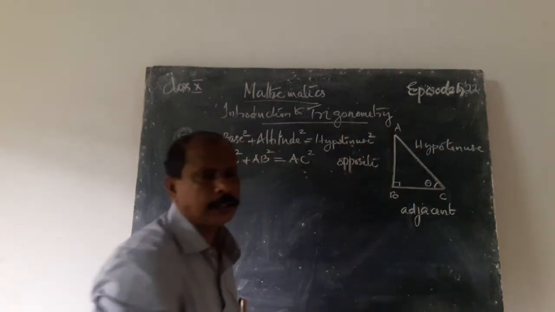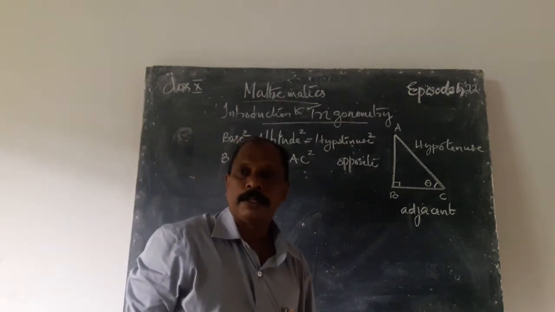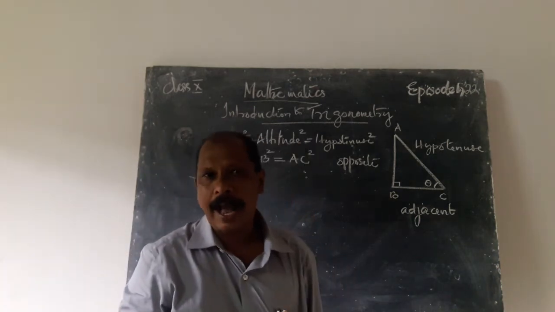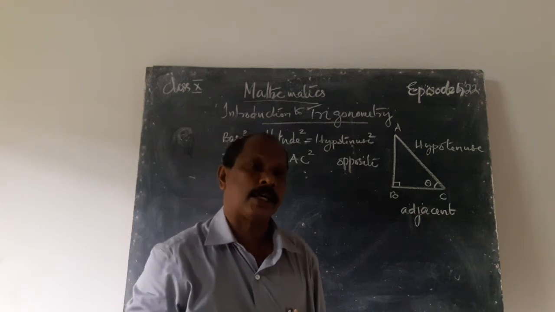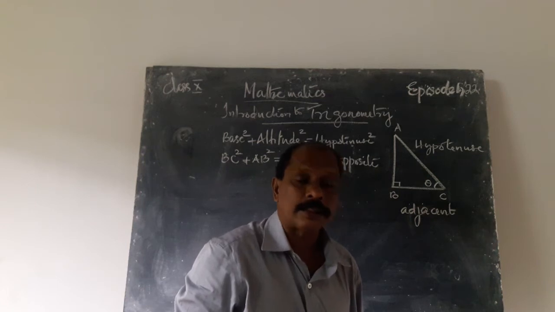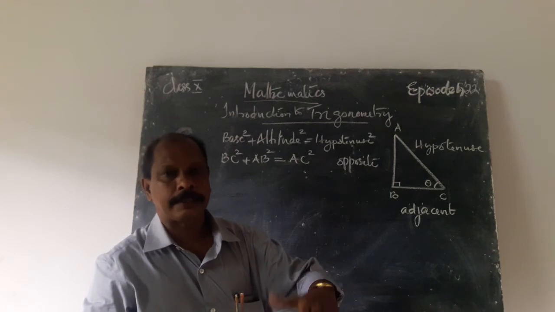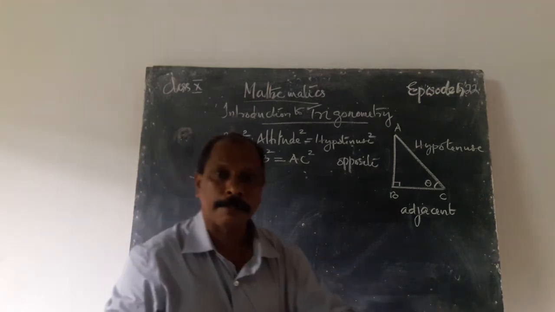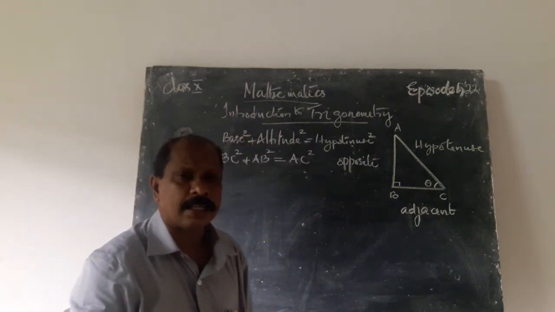Always hypotenuse is against 90 degrees, there is no change for hypotenuse. That means in this right angle triangle ABC, right angle at B, the angle at C is theta, that is an acute angle. Then the side against theta is opposite side, the side nearest to theta is adjacent side, and the side against 90 degree is hypotenuse. Then there are several trigonometric results.